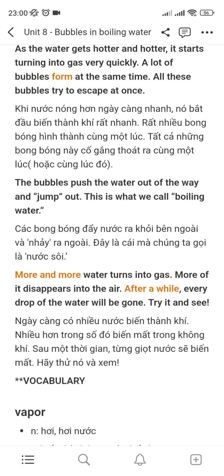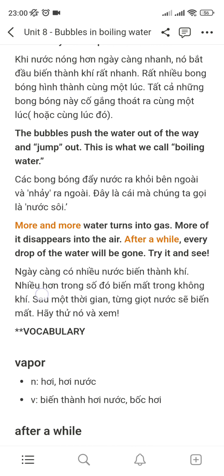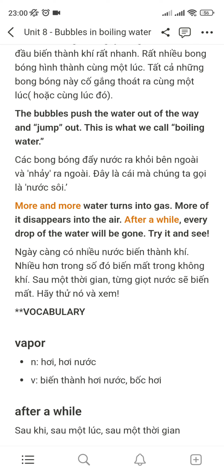This is what we call boiling water. More and more water turns into gas. More of it disappears into the air. After a while, every drop of the water will be gone. Try it and see.